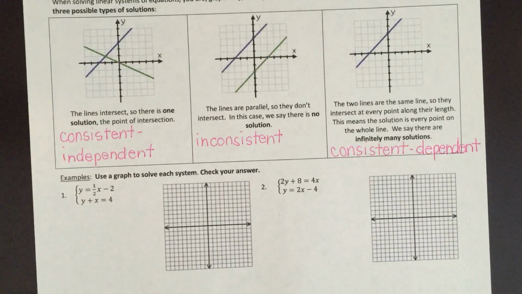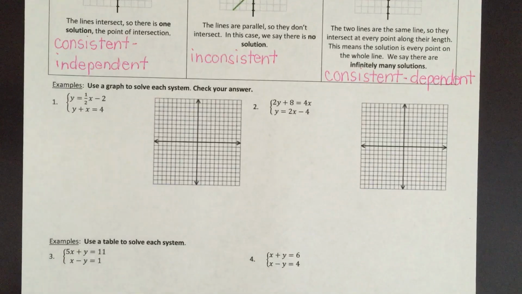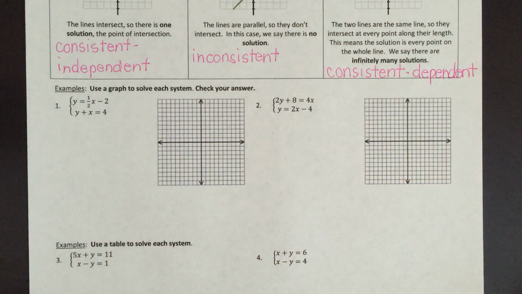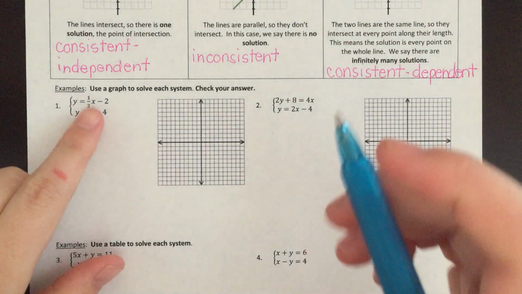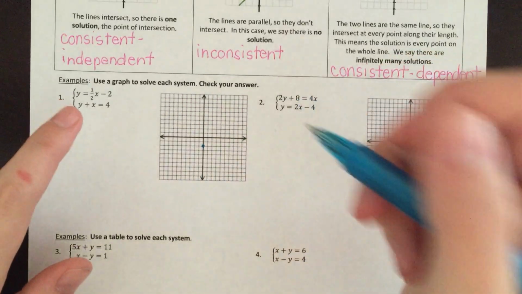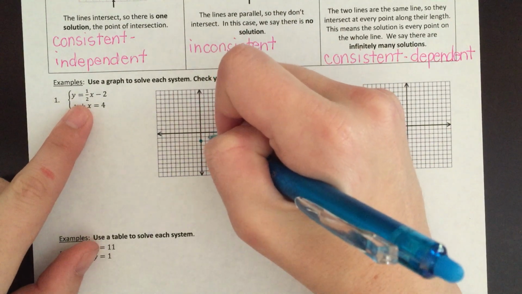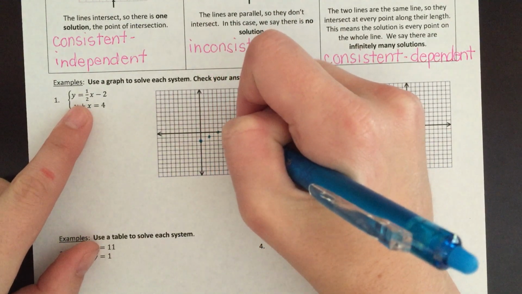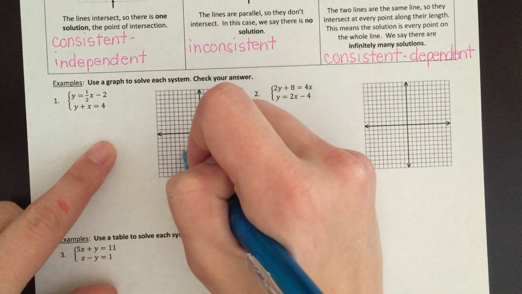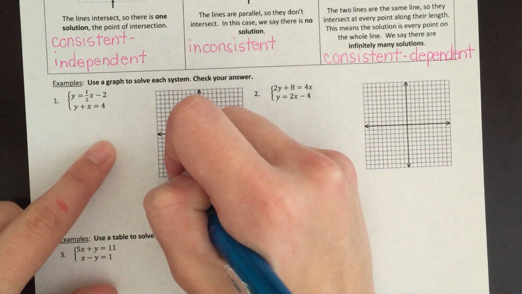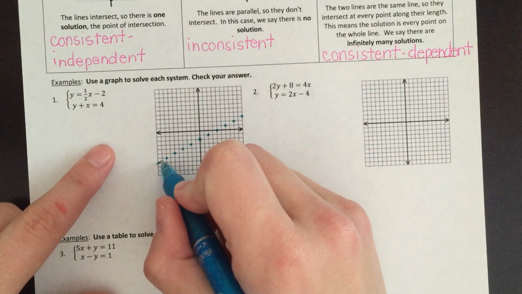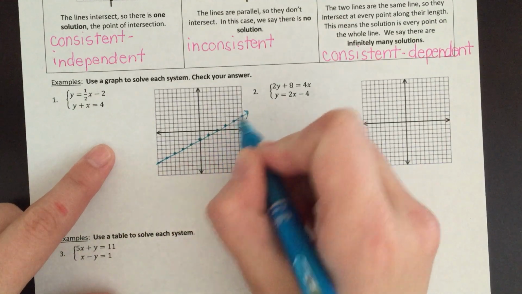All right. Let's use a graph to solve each of the following systems and then check our answer. This line here is already in y equals mx plus b, so I can plot it. -2 is my y-intercept, and 1/2 is my slope, so I go up 1, right 2, up 1, right 2, because it's positive. That's why I'm going up and right. I could also go down and left. There's my line. I'll draw the best line through it that I can.